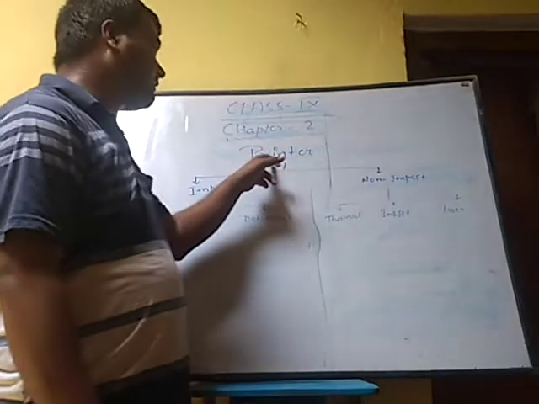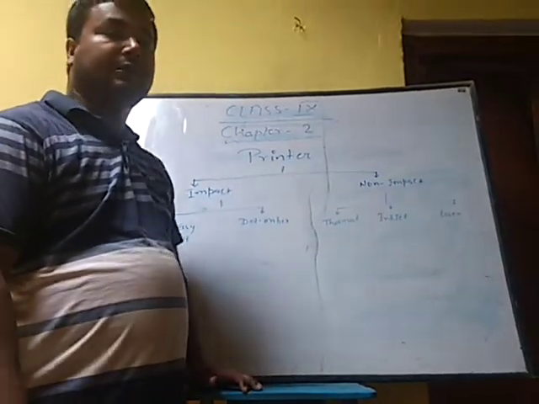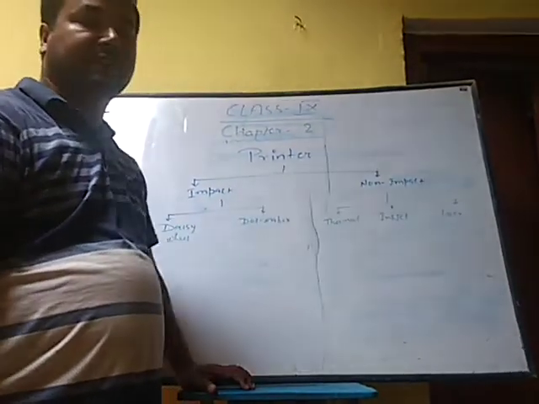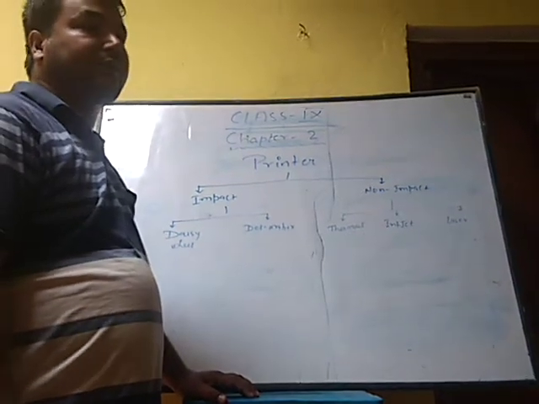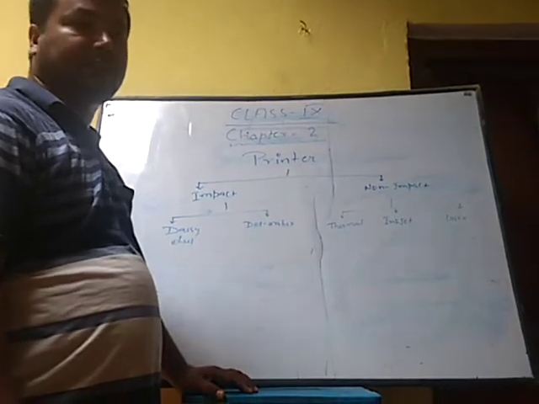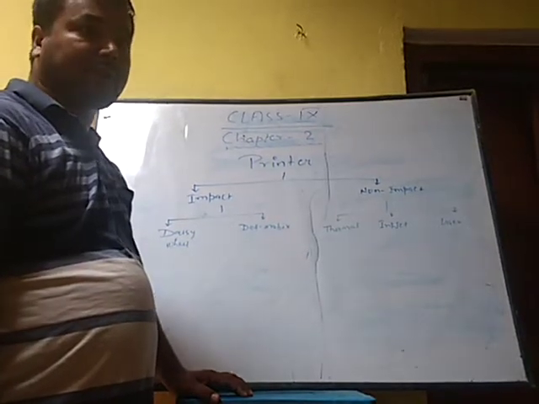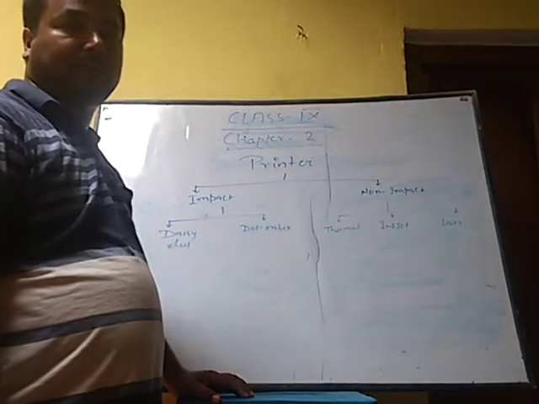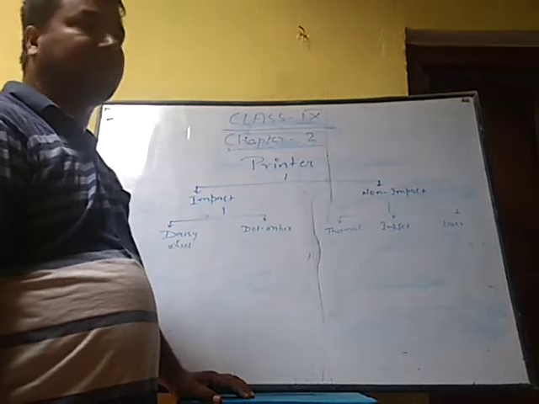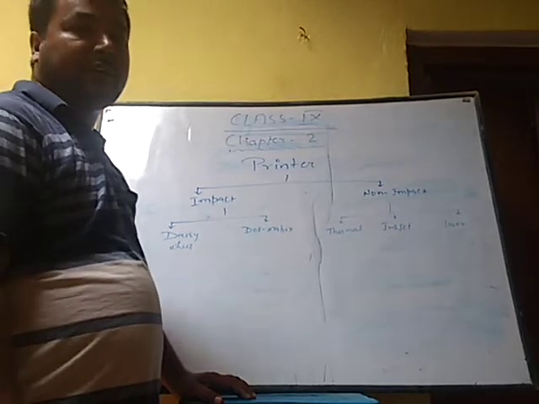In this video we will discuss the printer. As you know very well, a printer is an output device. It is used to take printouts on paper. Whatever you take as a printout on paper is called a hard copy. So we can say that a printer is used to convert soft copy into hard copy.